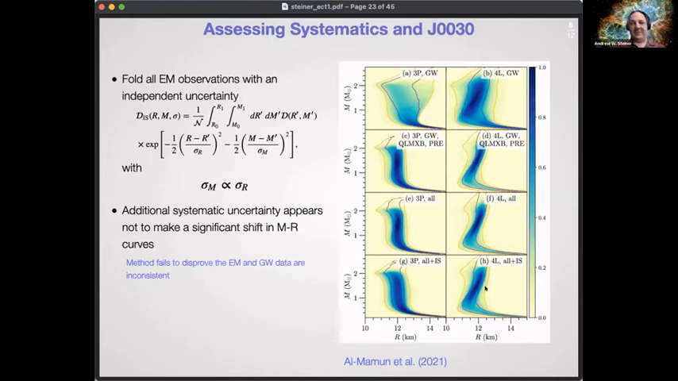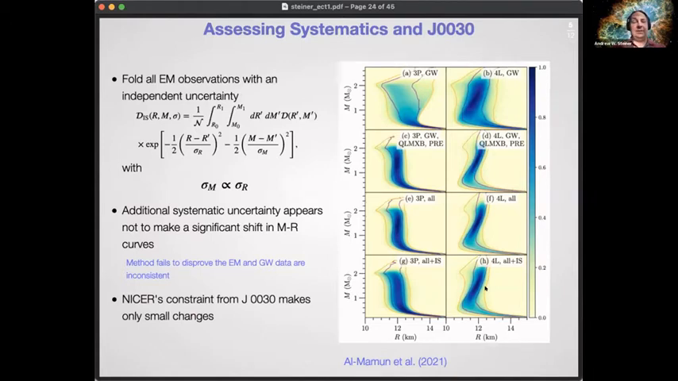This does not prove that there's no systematic uncertainty, by no means. What this method does is it fails to prove that the EM and GW data are inconsistent, okay? So maybe if we tried harder, we could prove that they're inconsistent, but we have not yet succeeded, okay?